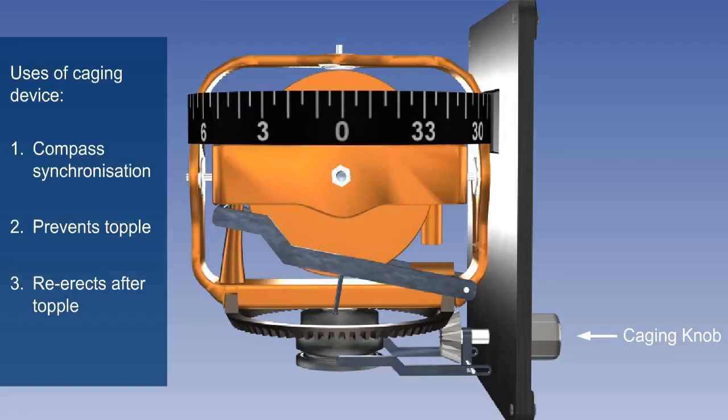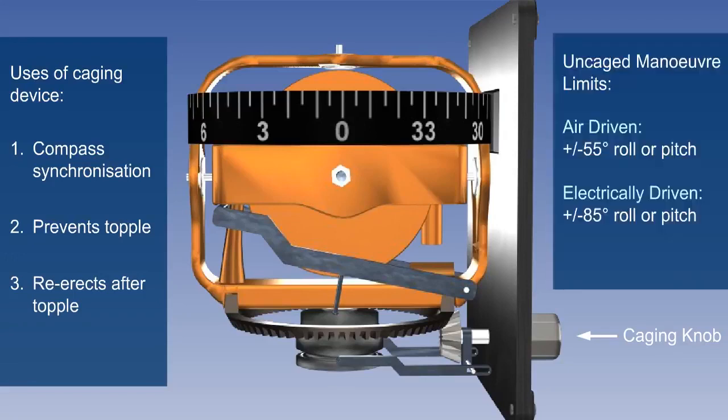It is worth noting that if the aircraft is subjected to excessive pitch and roll, the gyro will topple unless it is caged to prevent internal damage. The uncaged manoeuvre limits for an air-driven DGI are plus or minus 55 degrees in roll or pitch, and plus or minus 85 degrees in roll or pitch for an electrically driven DGI.